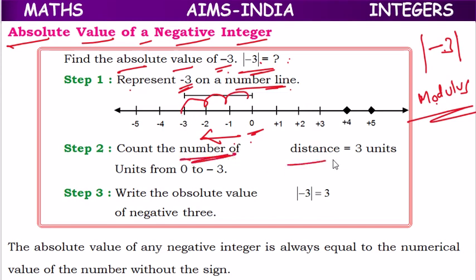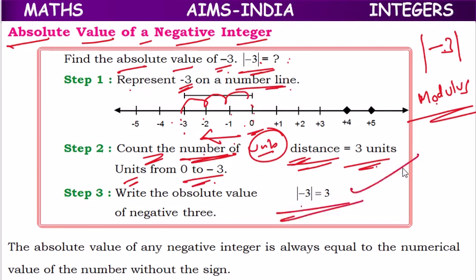Count the distance of minus 3 from 0. From 0 to minus 3, how many units are there? 1, 2, 3. 3 units. Then the absolute value of minus 3 is 3. Like that, the absolute value of a negative integer will be positive.